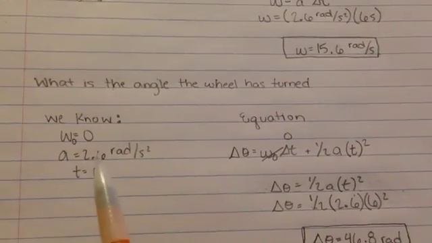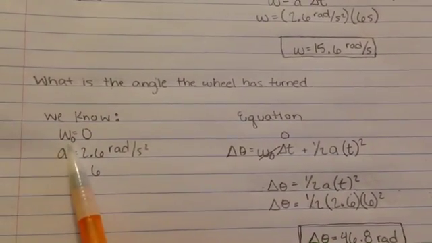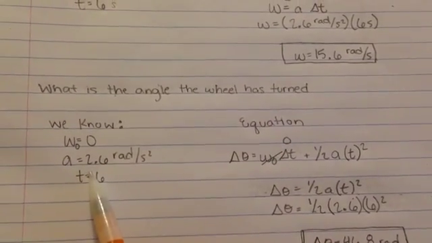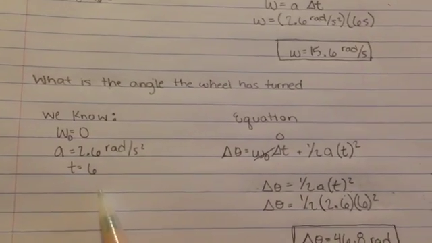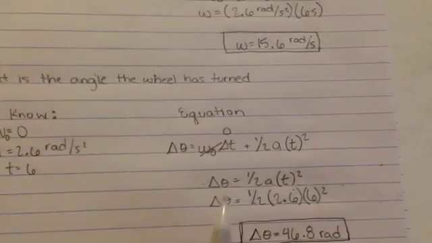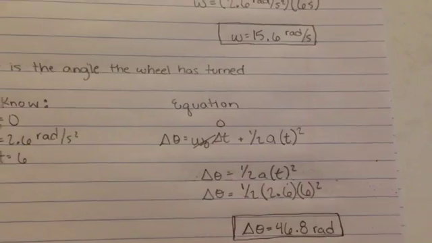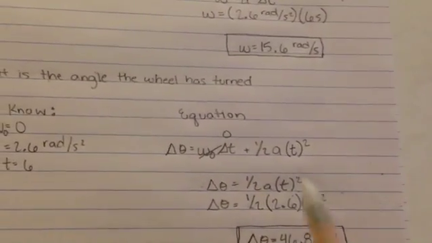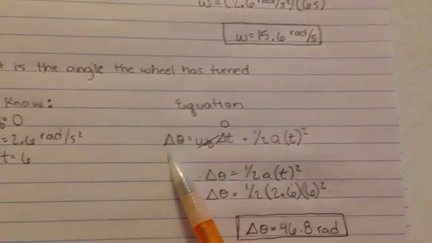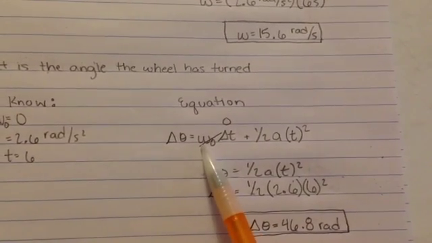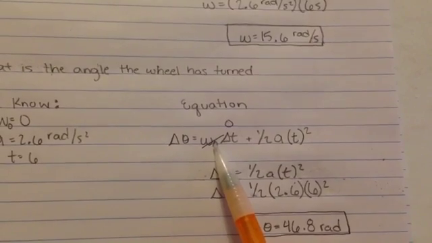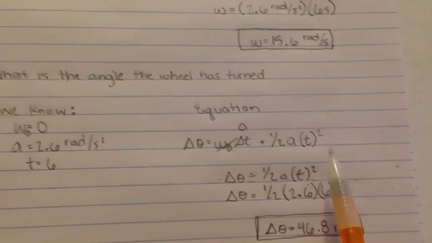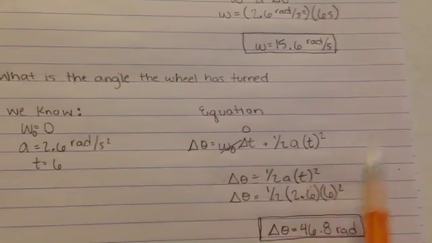Once again, what we know is that the initial angular velocity is 0, the angular acceleration is 2.6 radians per second squared, and t equals 6 seconds. To find the angle of the wheel, we use the equation change in theta equals the initial angular velocity times delta t plus 1/2 acceleration times time squared.